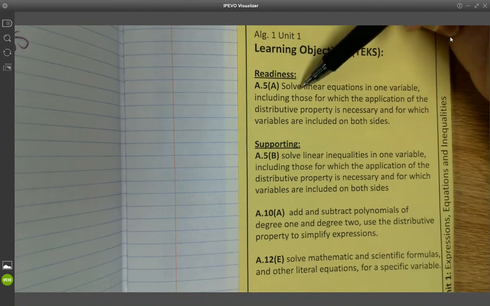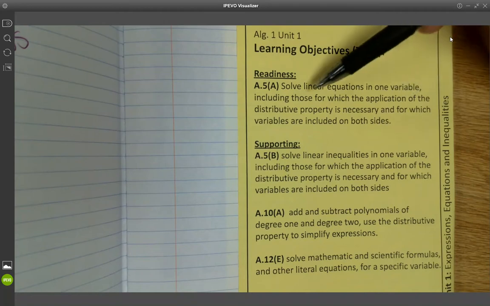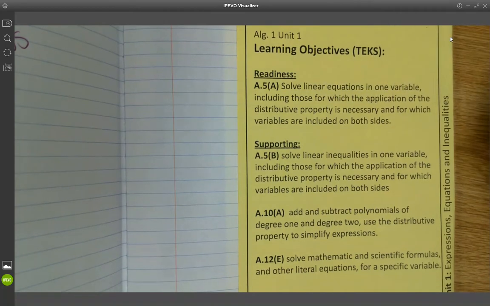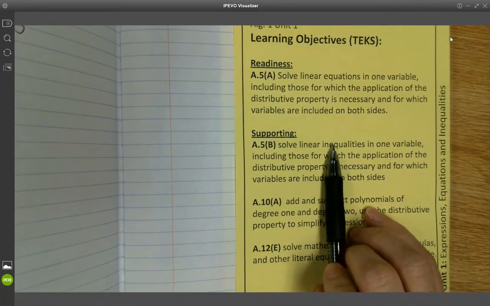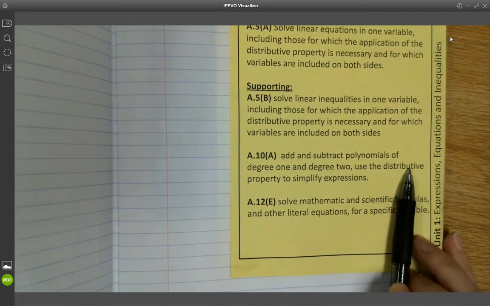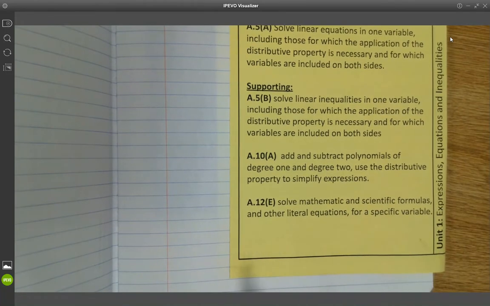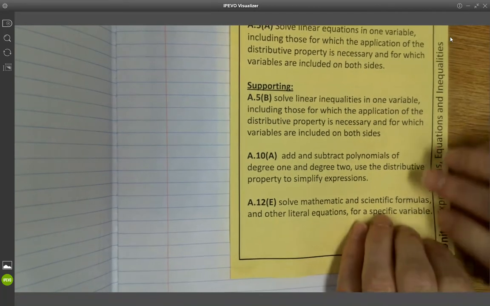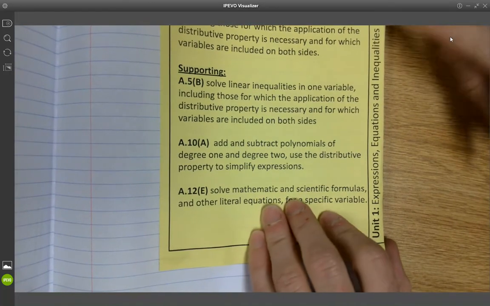So the readiness is solve linear equations in one variable, including those for which the application of distributive property is necessary, for which variables are on both sides. 5B, solve linear inequalities. 10A, add and subtract polynomials, use the distributive property. And 12E, solve mathematical and scientific formulas and other literal equations for a specific variable. So those are all the skills we're going to learn in this unit. And the divider tells you what the unit is. So expressions, equations, and inequalities.